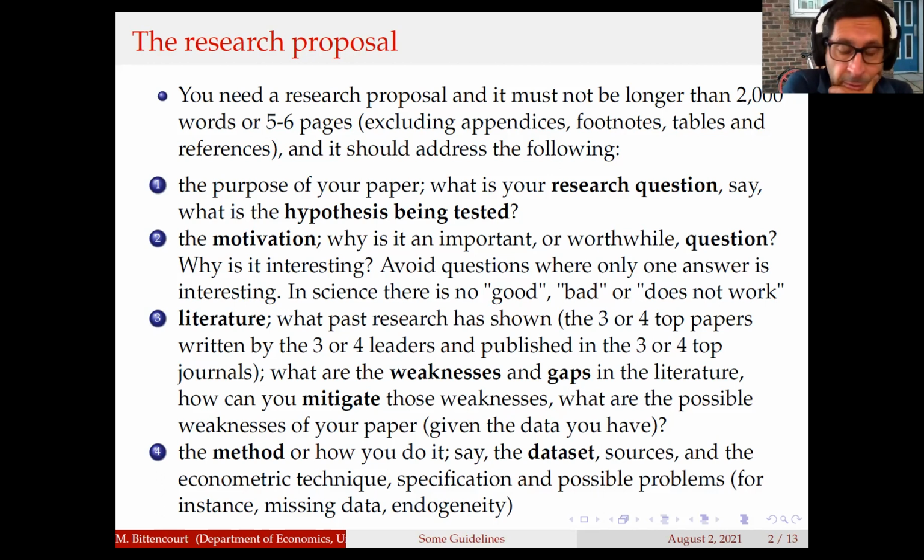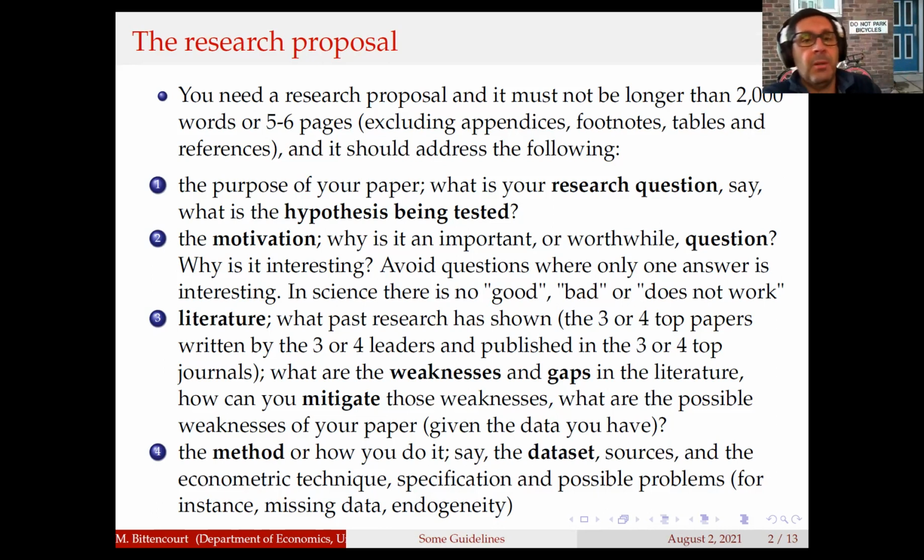Tables, maybe in your research proposal you are going to run some regressions and some correlations, and you can show the tables and references as well. Well, references, they should be there. And your proposal must address the following. As I said in the first paper, what's the purpose of your paper? Or to be more precise, what is your research question? What is it that you are doing? Say, what is the hypothesis that you are testing?